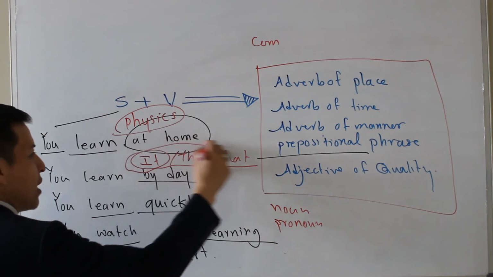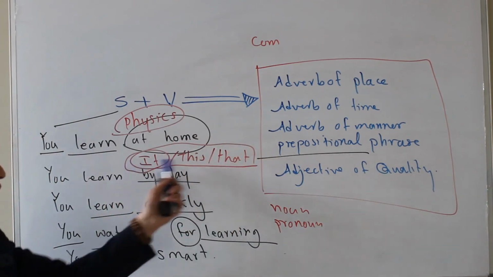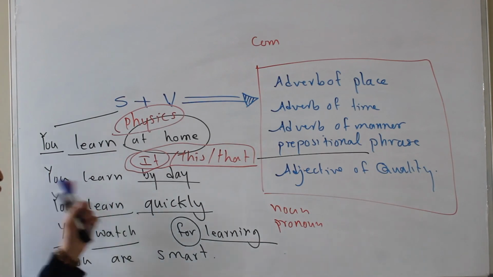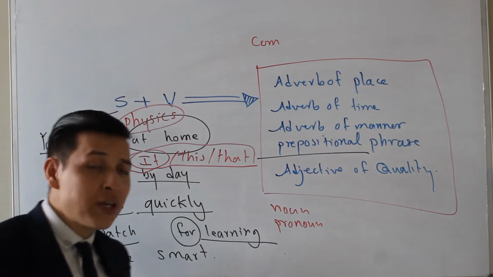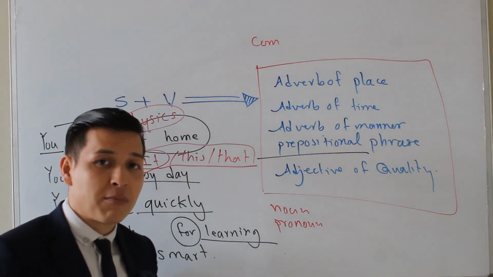So these are what? Pronouns. So we can use it, this, that. So these are what? They can be object. You learn it, you learn this, you learn that. So if you have noun or pronoun, after that you can say that this is an object. So that's the difference between object and complement.